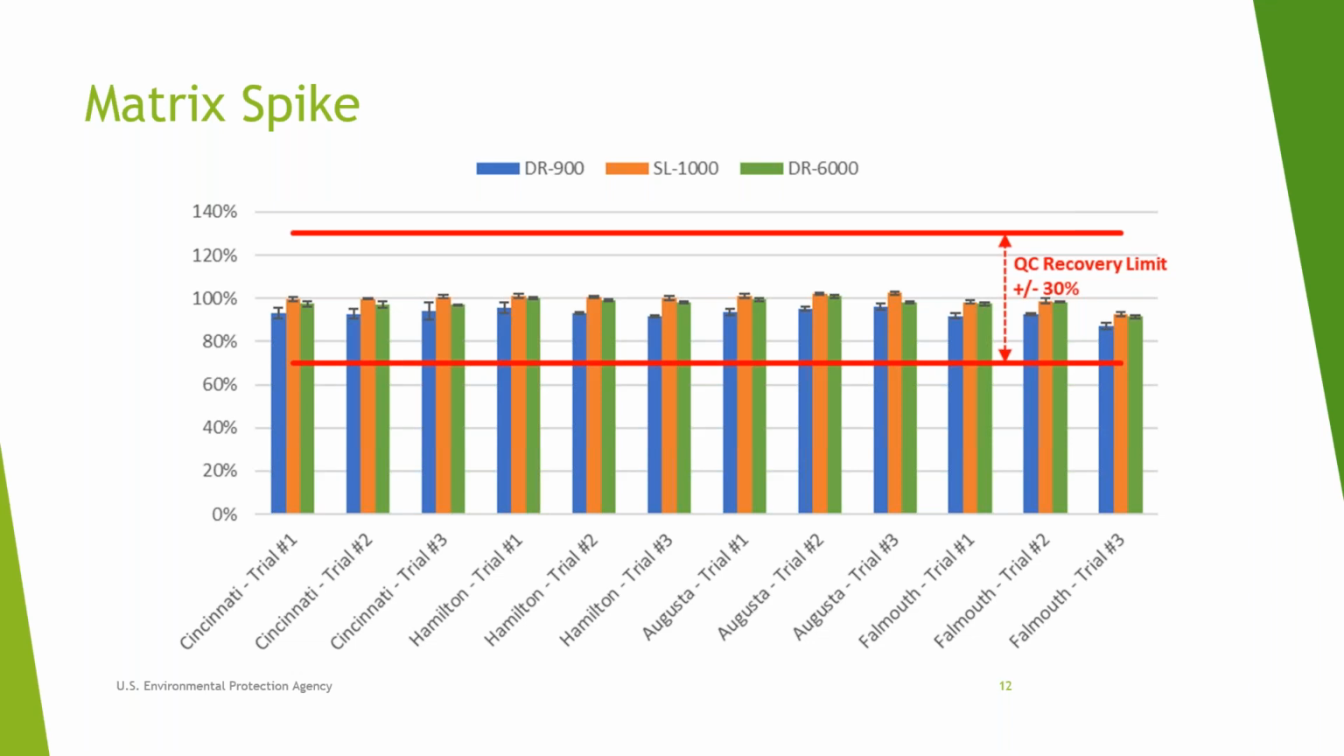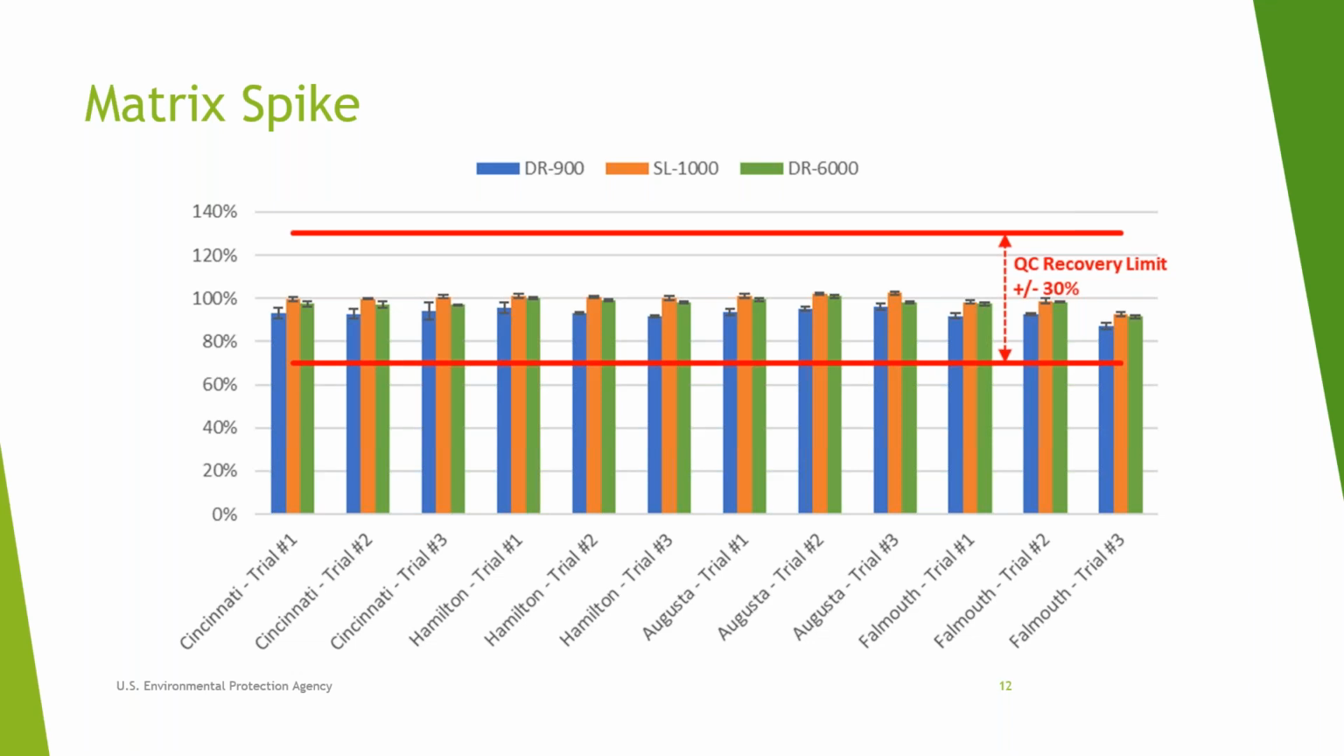So each drinking water sample was spiked with monochloramine to a concentration of 2 milligrams per liter, and then we analyzed 3 aliquots of each spike sample using the method, and the experiment was performed in triplicate. So you're seeing the results of this matrix spike here.